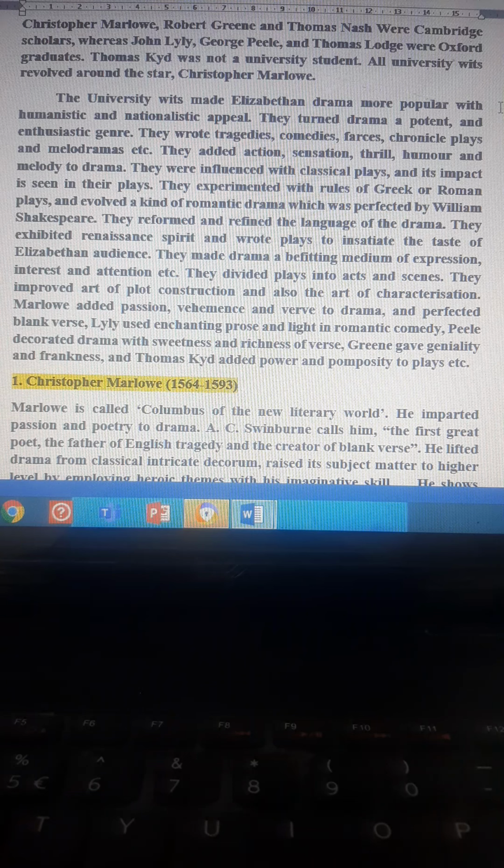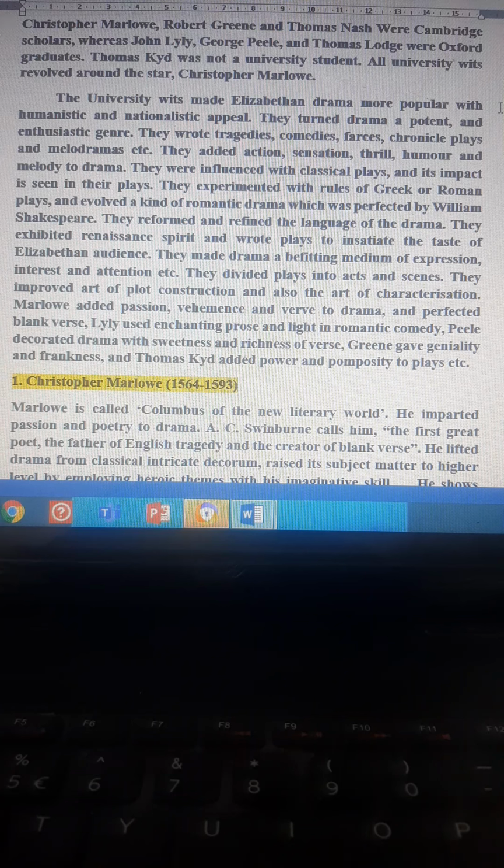The university wits made Elizabethan drama more popular with humanistic and nationalistic appeal. They turned drama into a potent and enthusiastic genre. They wrote tragedies, comedies, farces, chronicle plays, and melodramas, etc. They added action, sensation, thrill, humor, and melody to drama.